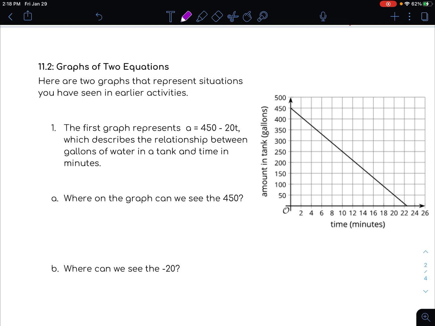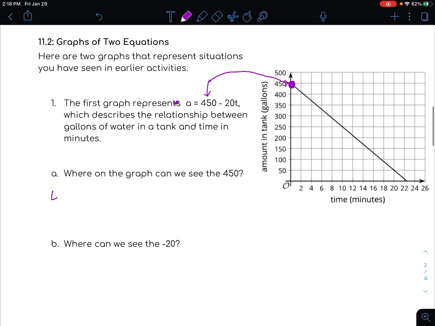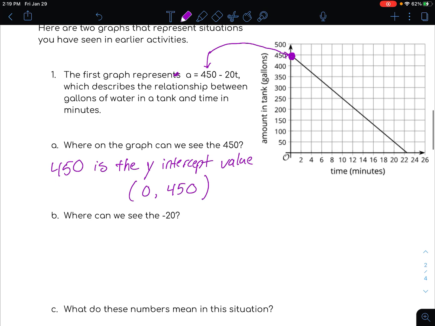Where on the graph can we see the 450? So if this is our equation up here, where is that 450? Now notice that 450 is right there on our graph. So that's the amount in the tank right there. So 450 is the, what do we call that? We call that the y-intercept value. In other words, the ordered pair coordinates at that point would be (0, 450).